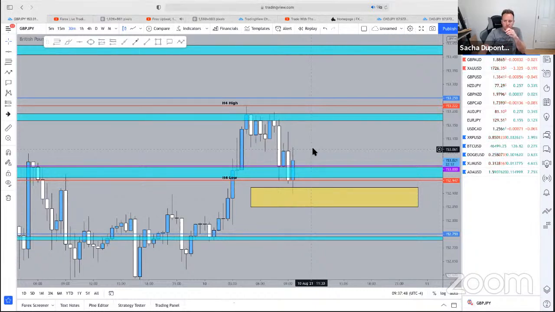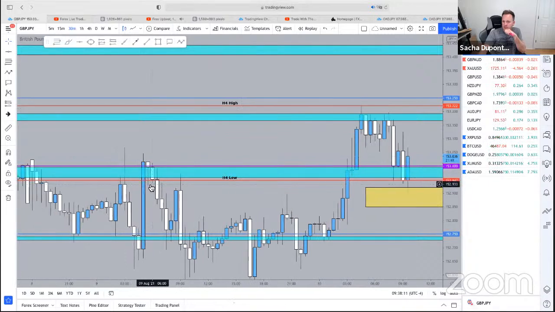Armin, it's been a while. Also, this zone, I'm not sure. This zone, that price could reject at 152.900 on the left, I think. 152.900 right here. Oh yes, this area, yeah.